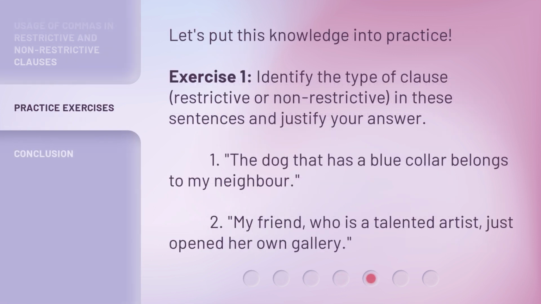Let's put this knowledge into practice. Exercise 1. Identify the type of clause, restrictive or non-restrictive, in these sentences and justify your answer. 1. The dog that has a blue collar belongs to my neighbor. 2. My friend, who is a talented artist, just opened her own gallery.